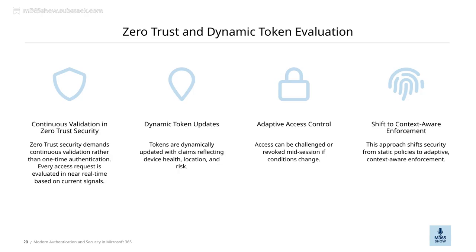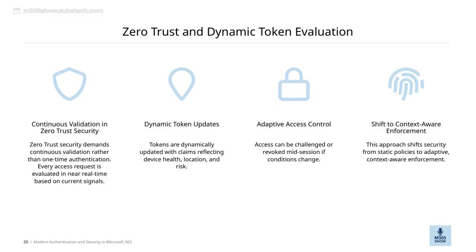This is all about shifting from traditional static security policies to a more flexible, context-aware approach. Instead of relying solely on one-time authentication, security measures adapt based on the current situation. This means that access controls are no longer fixed. They can be challenged or revoked mid-session if the context changes. For example, if a device becomes compromised or the user moves to a different location.